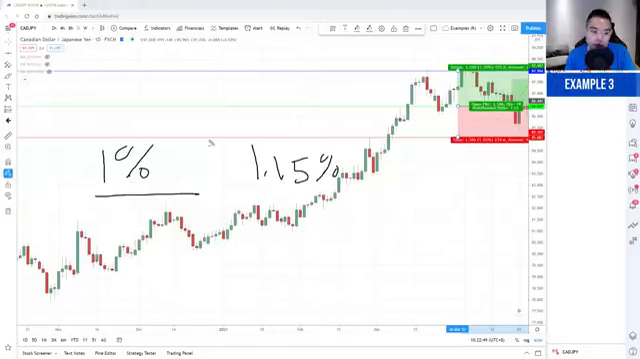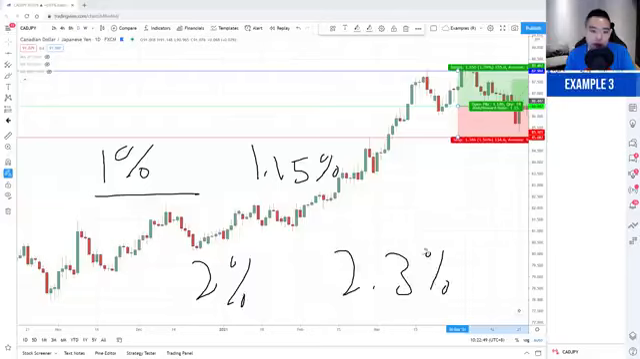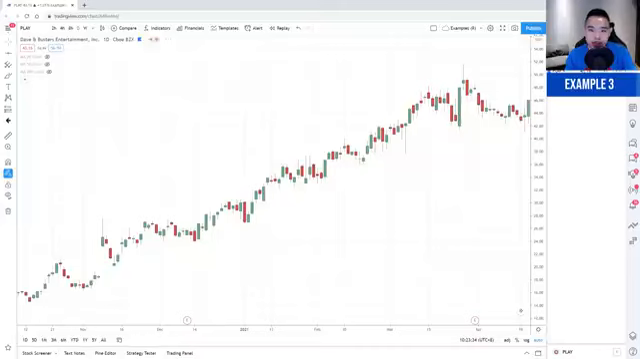If you risk 2% on your trade, your potential loss is 2%, and your potential gain is just multiplied by 2, which is 2.3% profit on this trade if the market reaches your target. So this is another way you can interpret your risk to reward ratio based on the percentage that you are risking on each trade. Okay, for now, let's move on to the next trading example.